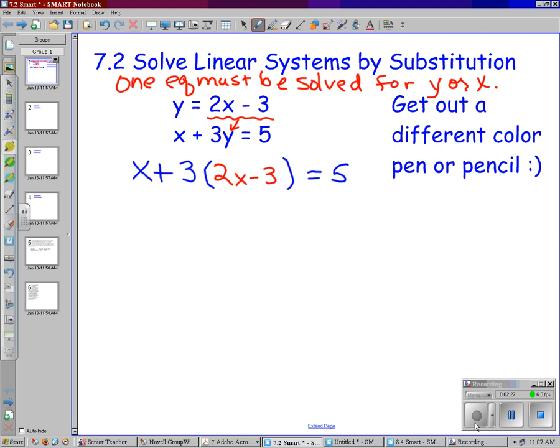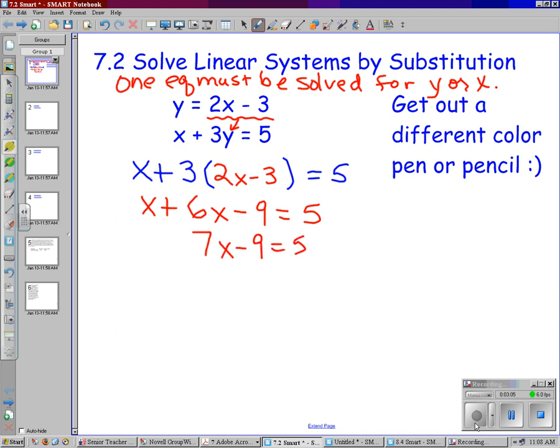Now the deal is, I want to get it so that my equation only has one kind of variable in it, because then I can solve for that variable. Let's do a little distributive property here. x plus, what's 3 times 2x, class? 6x, very good. How about 3 times a negative 3? Negative how much? 9. I was hearing a couple different answers. Should be negative 9 equals 5. Gather our like terms together as always. So x plus 6x is how much, class? 7x minus 9 equals 5.